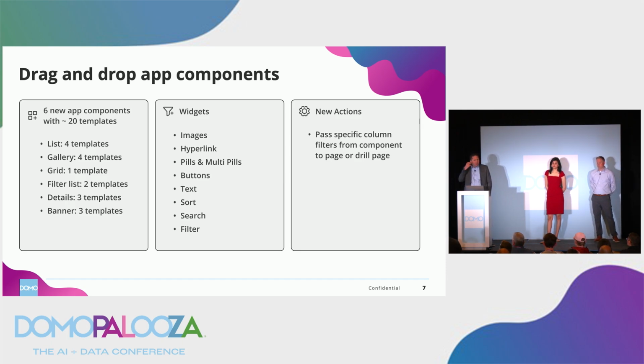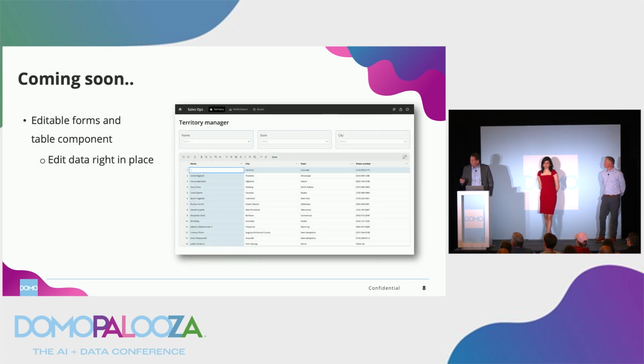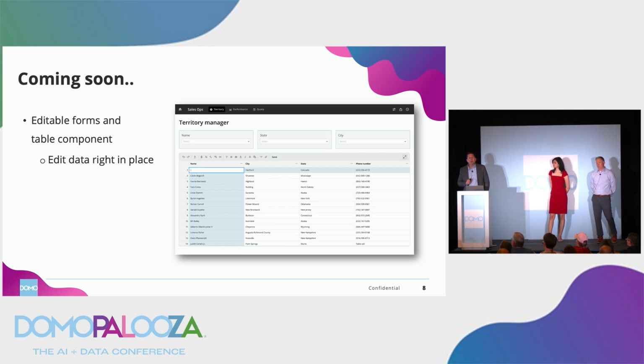The widgets we're talking about are images, hyperlinks, pills, buttons, text, and the ability to search and filter, and we'll continue to add to this library with additional widgets. Then actions, being able to define different actions with them. As we talked about earlier, a big need is being able to edit the data right in place, more of a spreadsheet type of feel. That is coming soon. You won't necessarily see the editable table component in this walkthrough and demo, but it is in development and we're looking forward to bringing it later this year.